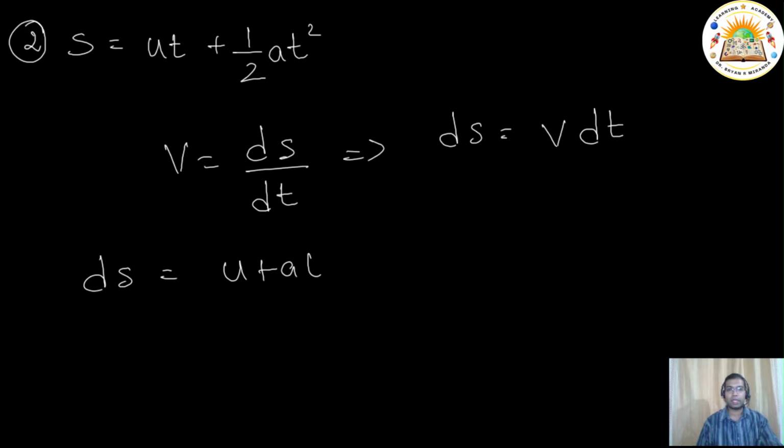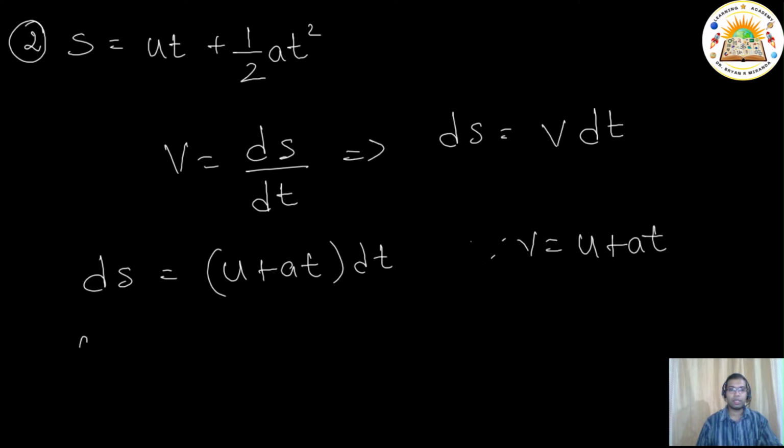Now the second equation of motion that we have to arrive at is s is equal to ut plus half a t square. Now for this, what are we going to do? We have displacement and velocity as well as acceleration. So we can go ahead and take the expression v is equal to ds by dt, because this is the only way we will end up getting displacement. So on rearranging, I will get this as ds is equal to v dt, or ds is equal to u plus at times dt. Since we already derived the first equation, v is equal to u plus at.